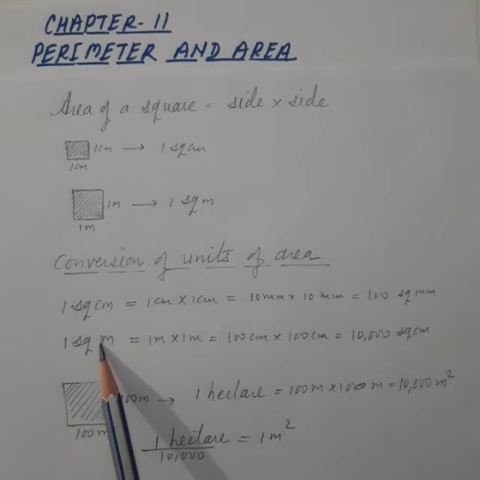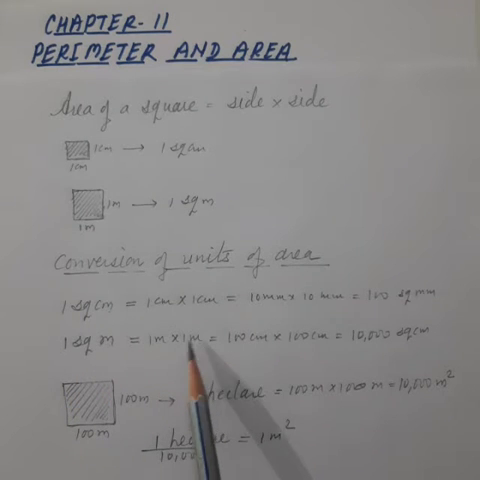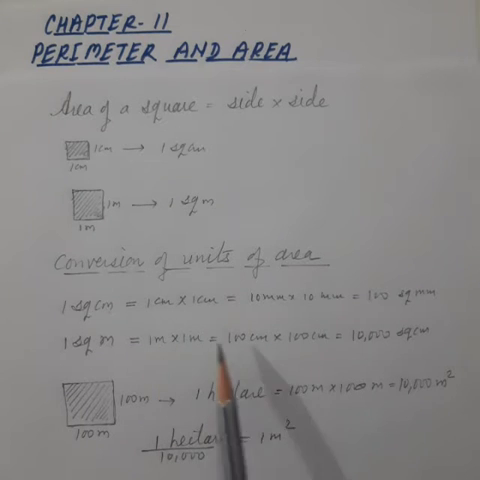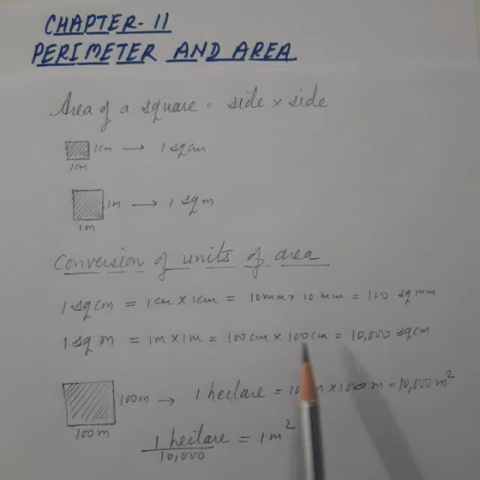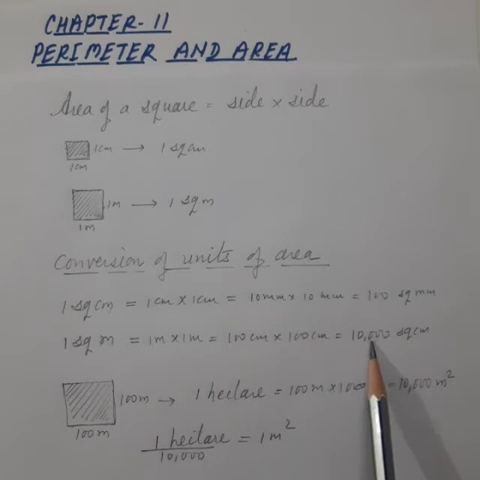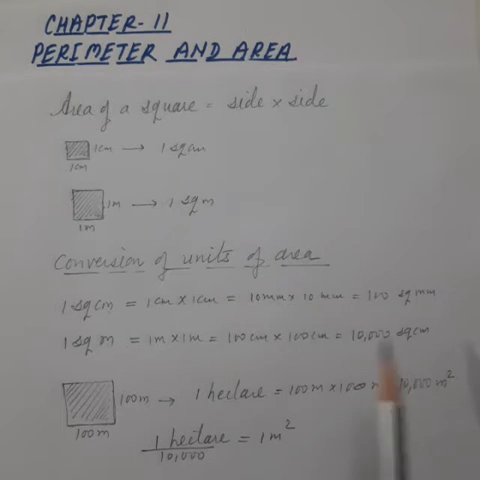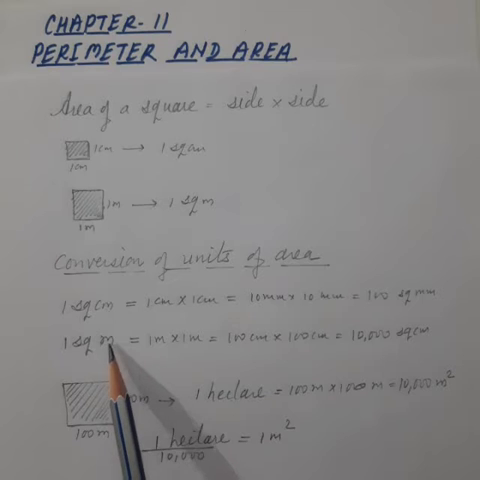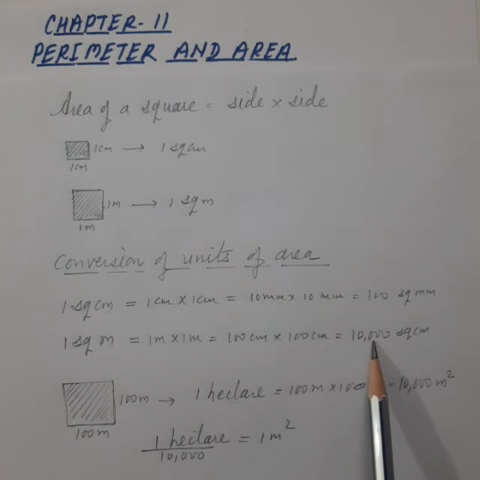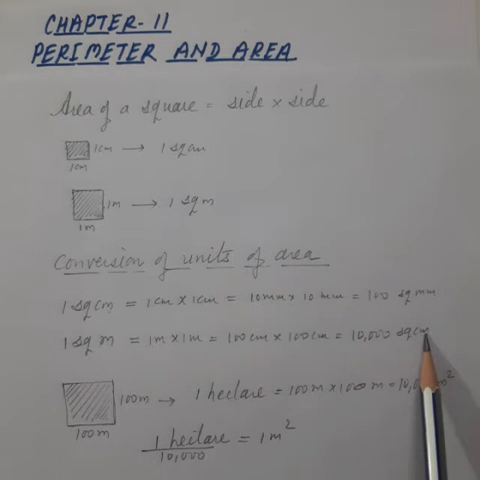1 square meter means 1 meter into 1 meter. Convert 1 meter into centimeters. 1 meter is equal to 100 centimeters. Again this 1 meter means 100 centimeters. 100 hundreds, we get 10,000. And centimeter into centimeter, square centimeter. So we get here 1 square meter equal to 10,000 square centimeters.